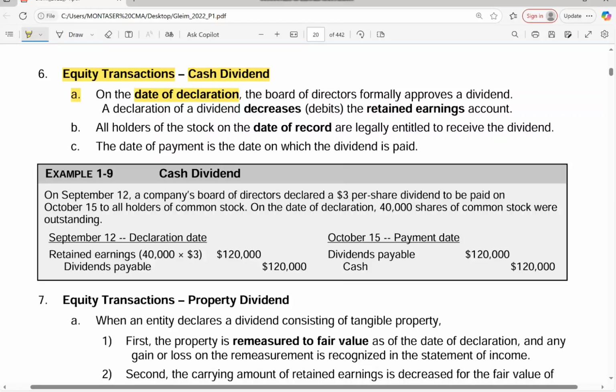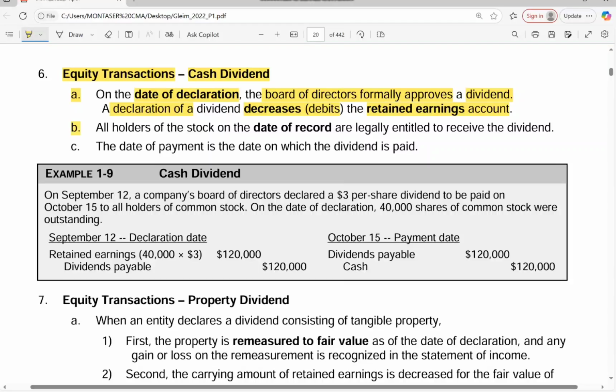The date of declaration, also called the date of announcement, is the date on which the board of directors formally approves a dividend, so that the shareholders know that they will receive their dividends. On the date of declaration, we will decrease the retained earnings account by the dividends that will be distributed.